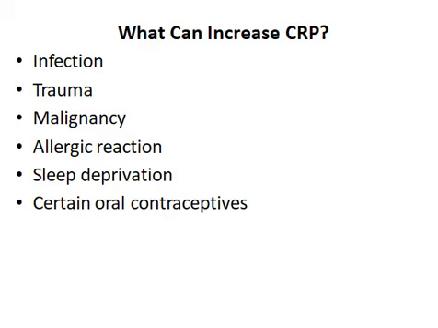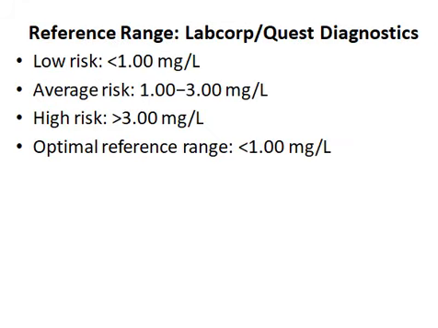Of course, this list isn't all-inclusive, as there are other factors I haven't mentioned which can cause an elevated CRP. Let's go ahead and take a look at the reference range used by both LabCorp and Quest Diagnostics. So low risk would be anything less than 1 milligram per liter, average risk between 1 and 3, high risk greater than 3, and then an optimal reference range, again, would be less than 1 milligram per liter.